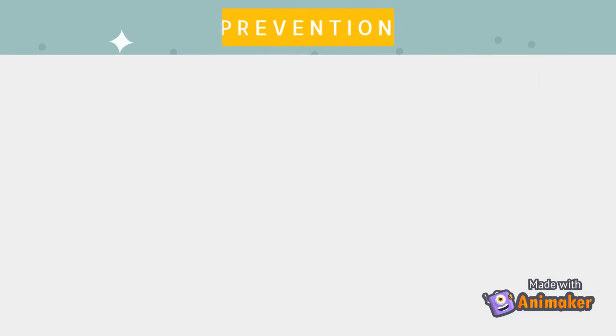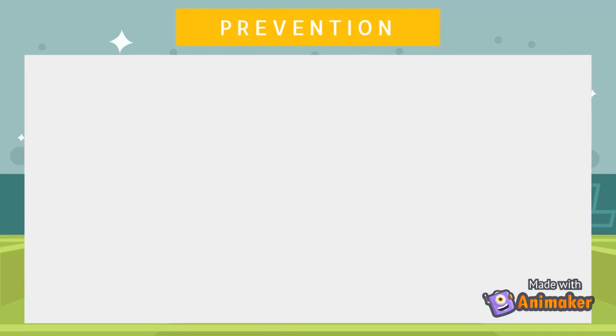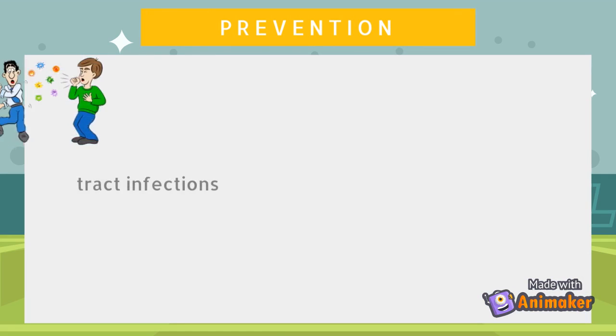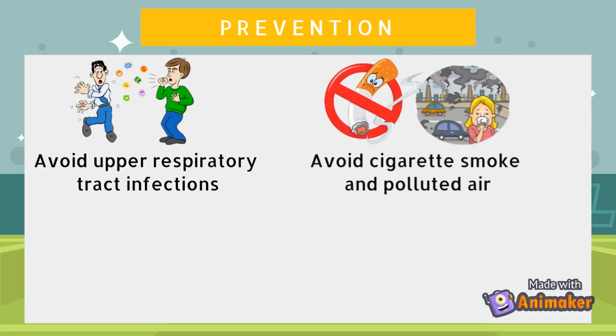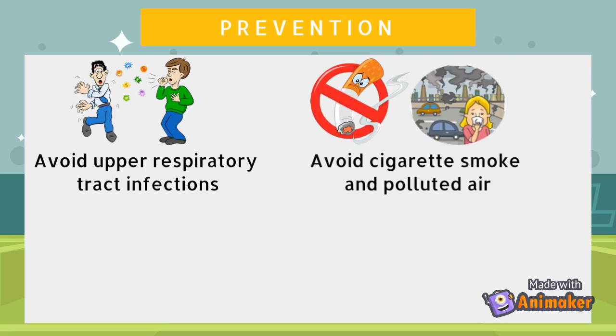Can we prevent sinusitis? The answer is yes. There are a few methods that help in reducing the risk of getting sinus infections. First, avoid upper respiratory tract infection by staying away from people who have colds. Next is avoiding cigarette smoke and polluted air because it can irritate and inflame the lungs and nasal passages.